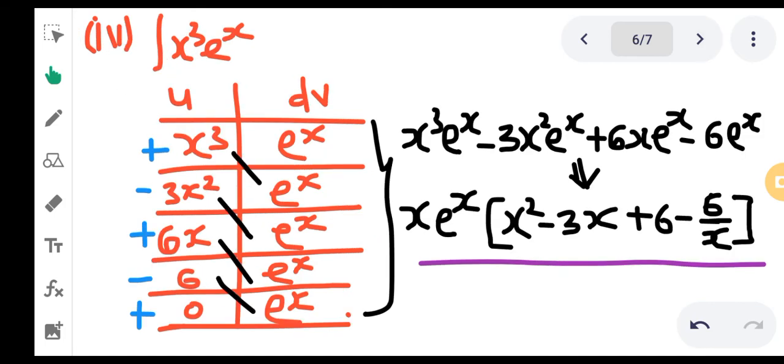Let's see the last question. So x cube multiplying e exponent x dx. The same thing, we make our u to be x cube, and my dividend becomes e exponent x. So you differentiate this until you get 0. So you will get 3x square, then differential of x square, the 2 comes and multiplies, you are going to get 6x. Then we differentiate 6x, you are going to get 6. We differentiate 6, we are going to get 0.